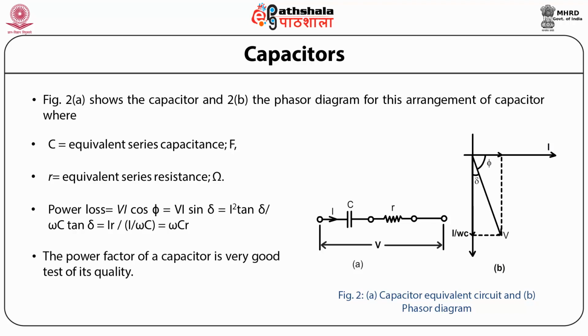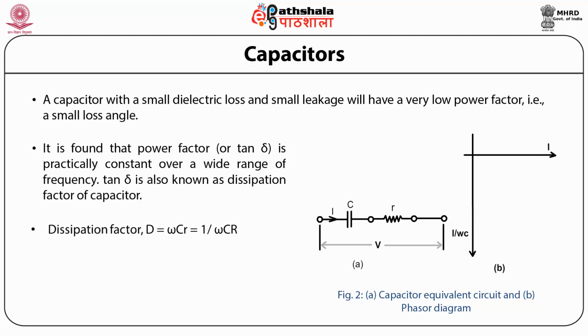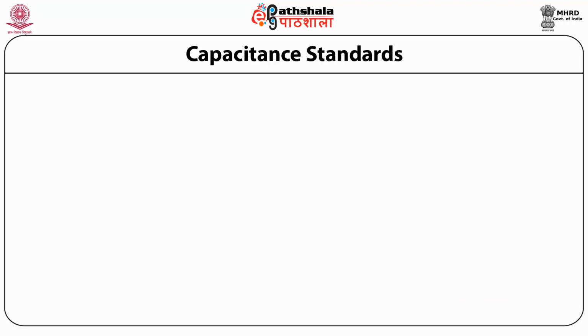The power factor of a capacitor is a very good test of its quality. Dissipation factor D is given by omega CR, which is equal to 1 by omega C capital R. So students, now let us see the capacitance standards.